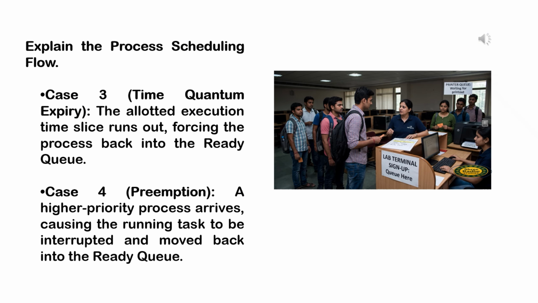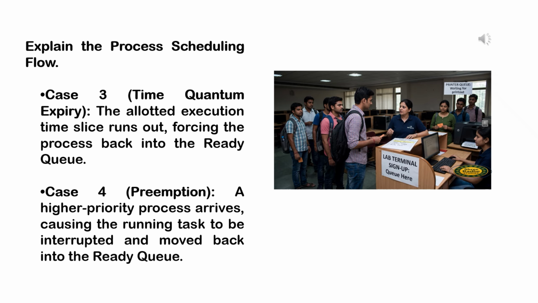There are two more situations that may occur while a process is running. The first is time quantum expiry. Many scheduling algorithms assign a fixed amount of CPU time to every process. When that time expires, the operating system interrupts the process and moves it back to the ready queue. This ensures fairness by giving other processes an opportunity to execute.